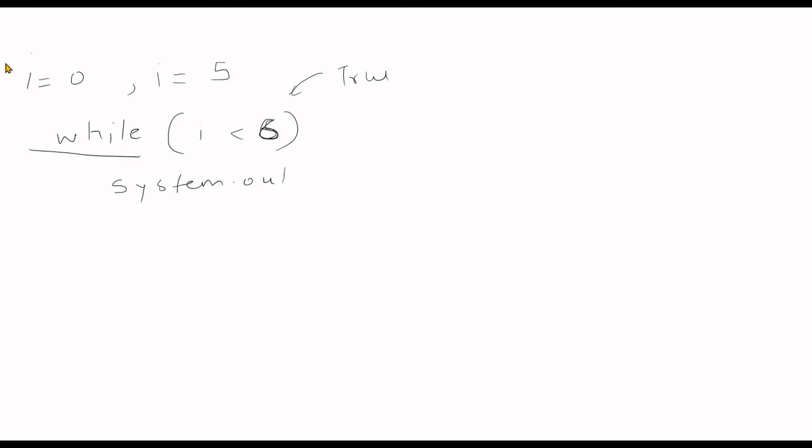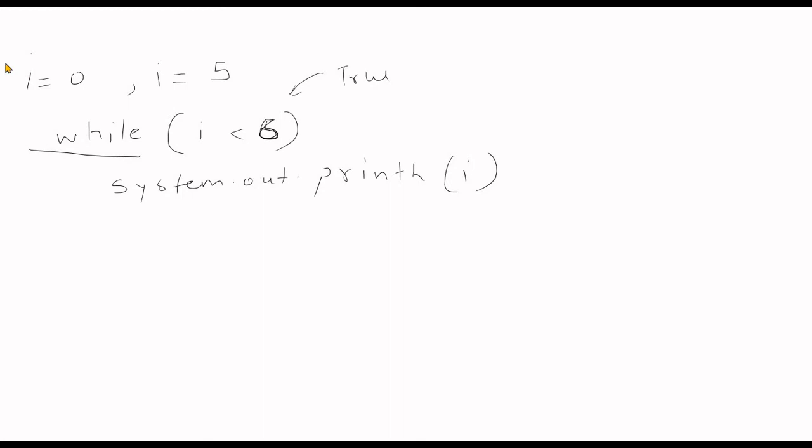Suppose we have to print numbers from i equals 0 to i equals 5. We will first write the while keyword followed by our looping condition. So let's say i should always be less than 6, and if this condition is true then only our loop will perform. So we will say System.out.println(i).